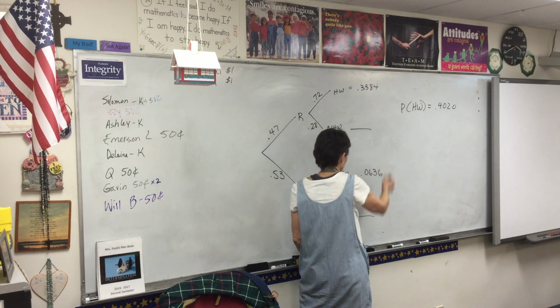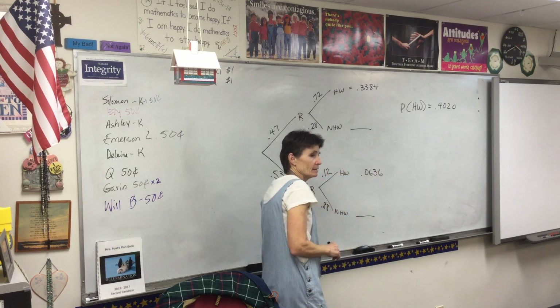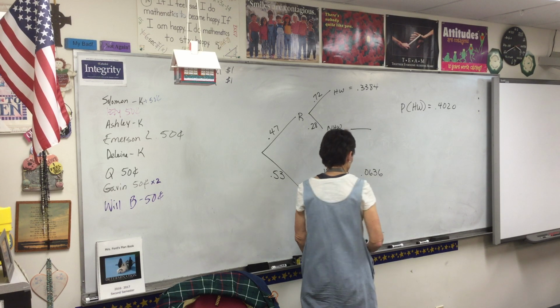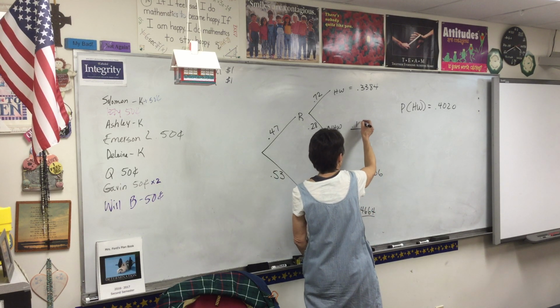You should get some random decimals here, right? Yeah, for the bottom one, I got 0.4664. Okay. For the top one, I got 0.1316.